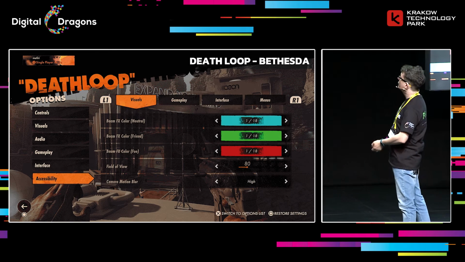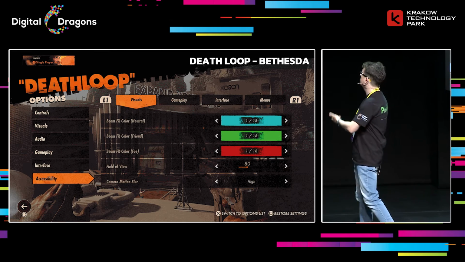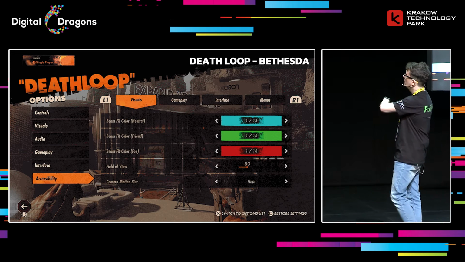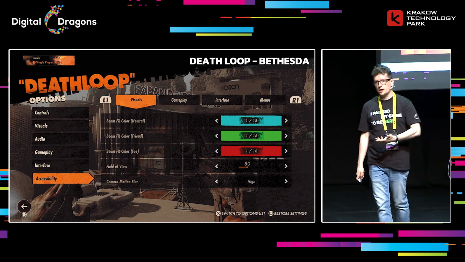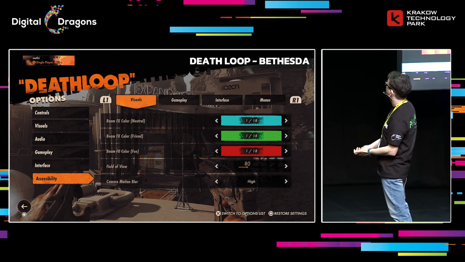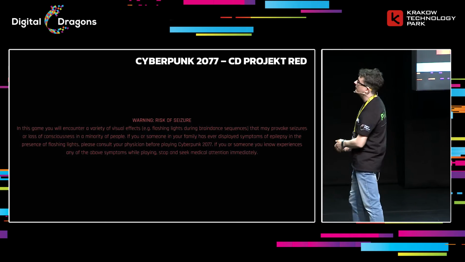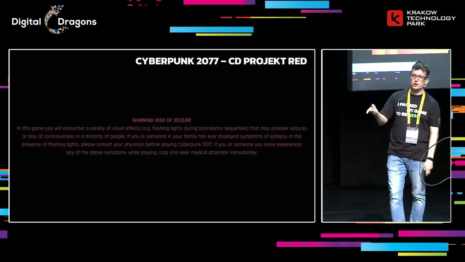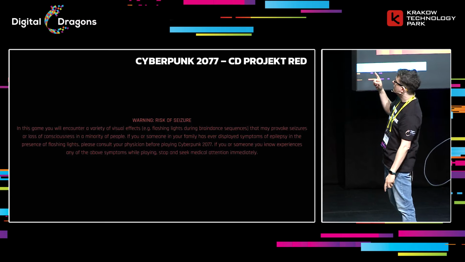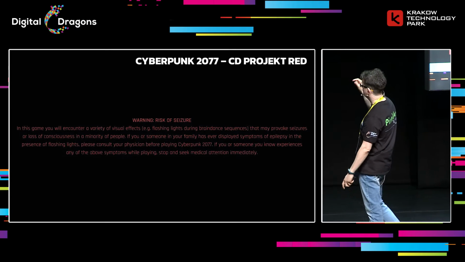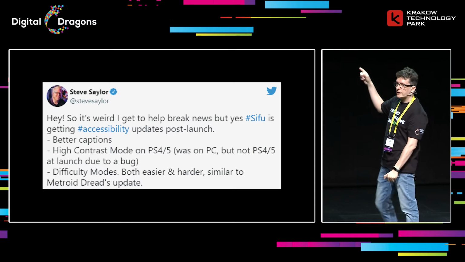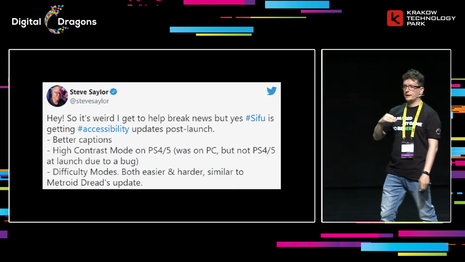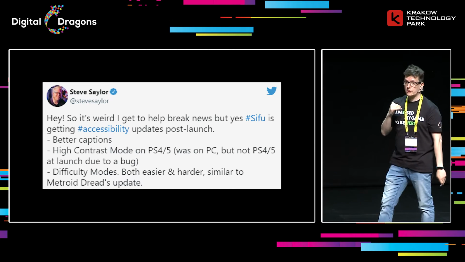And I can show you, for example, Deathloop added, some time after the release, the ability to change the colors on some things because it was hard to see what's going on on the screen. Exactly the same with Cyberpunk. We have a seizure warning. It was added post-launch. And this is an interesting case because it was added after one complaint. One person complained on the internet that they have heavy seizures, and they added this.